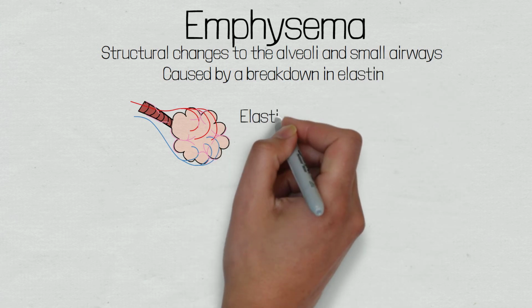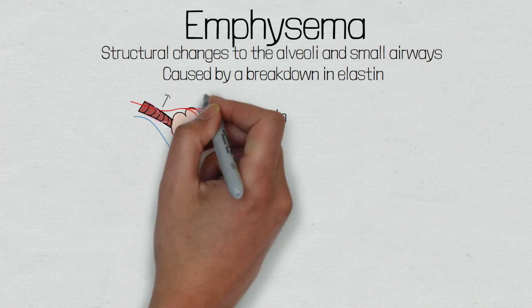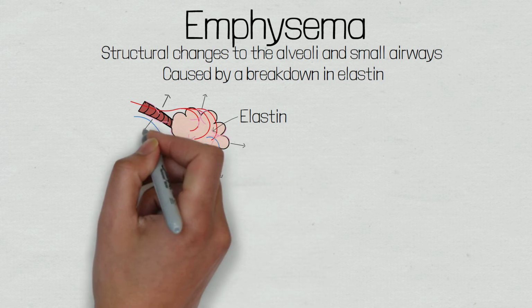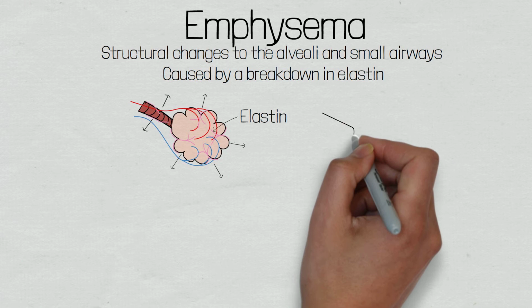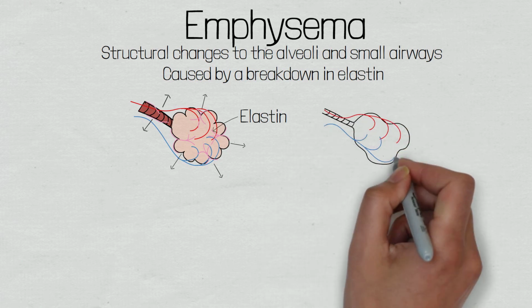Elastin is a protein of the extracellular matrix. It is highly elastic and is present in connective tissue. This allows the alveoli to resume their shape after stretching or contracting. The loss of elastin causes the alveoli to collapse during expiration.